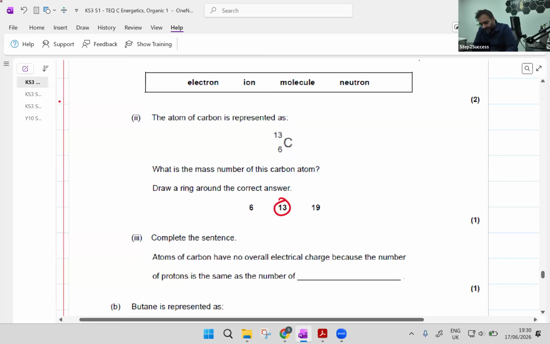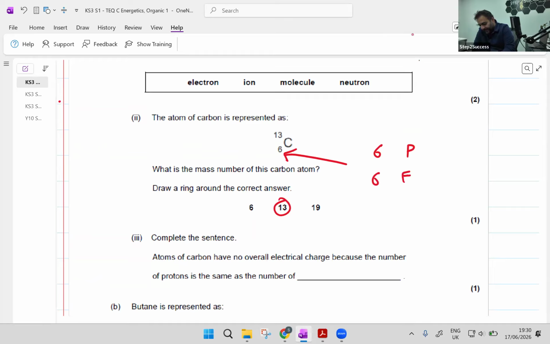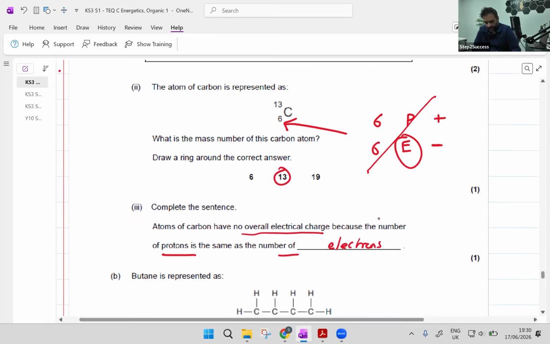And remember, this number tells you that it's got 6 protons and also 6 electrons. Protons are positively charged, electrons are negatively charged. So because there's the same number of both of these things, they kind of cancel each other out. That's why when it says atoms of carbon have no overall charge, it's because the number of protons is the same as the number of electrons.